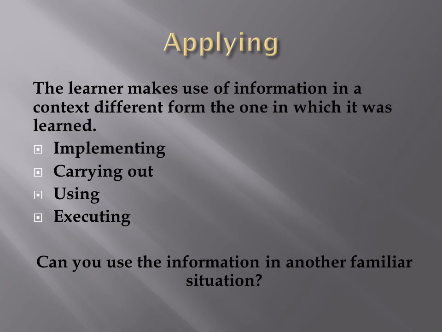Applying, which is the third level of Bloom's, is where the learner makes use of information in a context different from the one in which it was learned. So at this level of Bloom's, they've taken in the information, they've gone through the remembering phase, they've gone through the understanding. Well, now they're going to take the information and apply it maybe in a different situation.